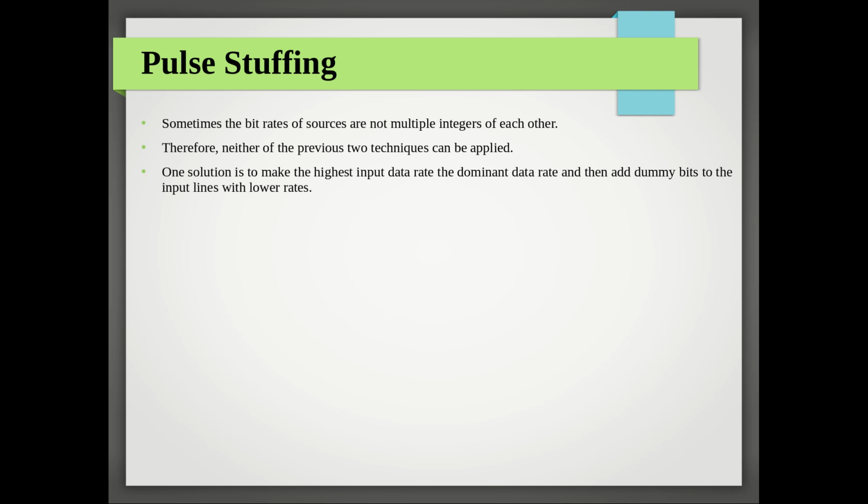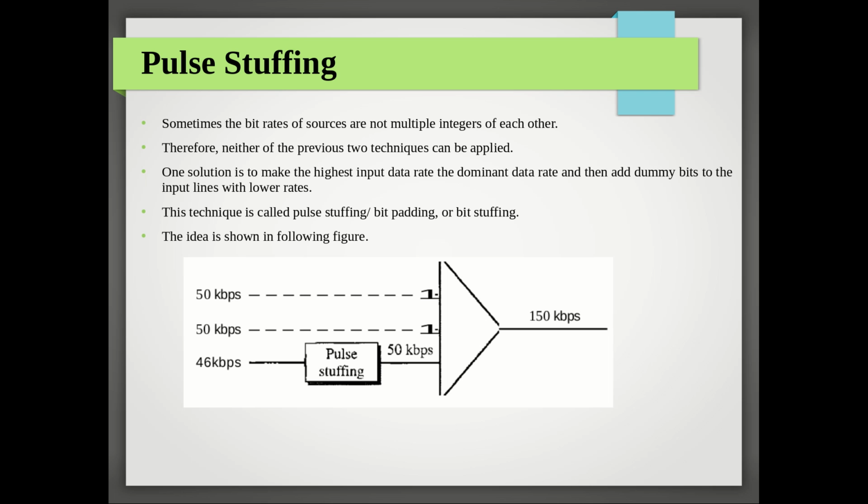Okay, so to make the lower data rate equal, meaning to increase the data rate of the sources with lower data rate towards the dominant one, what we can do is add some extra dummy bits which are not useful, which are not part of the actual information. We will see with an example that this technique is called pulse stuffing, or bit padding, or bit stuffing simply. The idea is shown in the following figures.